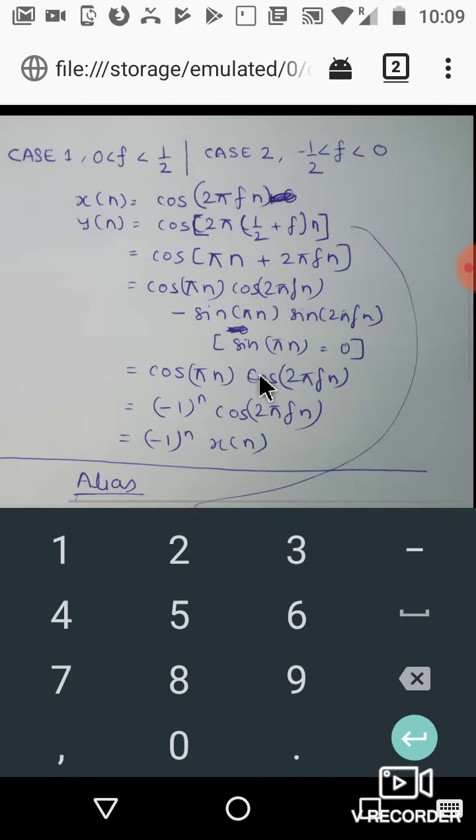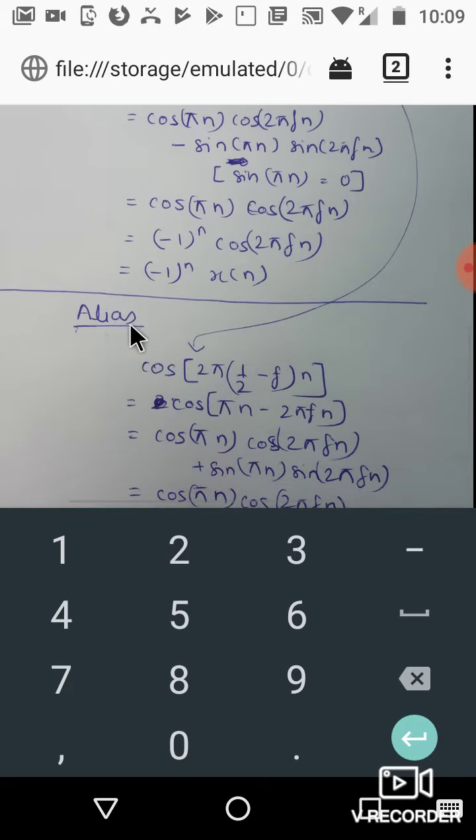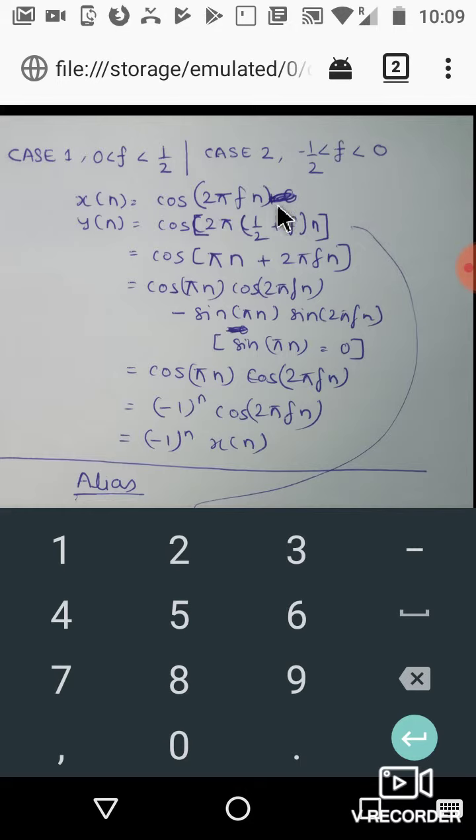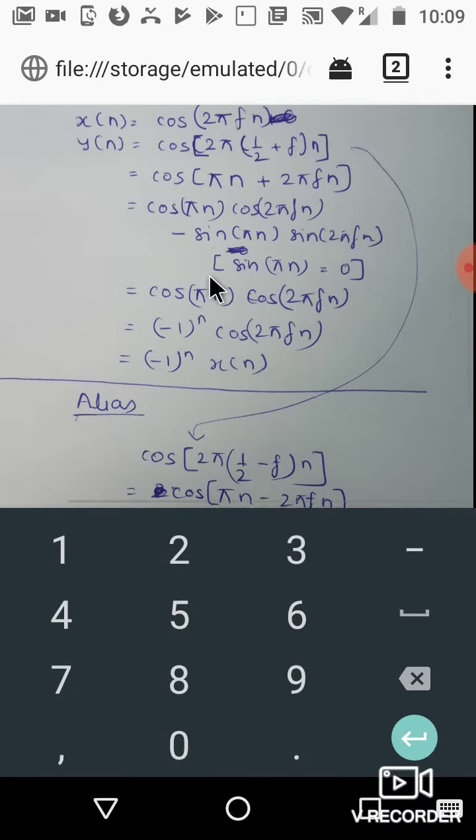Okay, so we have one more phenomenon to see, that is aliasing. What is aliasing? By aliasing we mean that when we are plotting this kind of graph where the frequency is more than half, it is actually basically the graph of a frequency less than half, meaning 0 to 1 by 2. So it is said that any graph above half is an alias of some graph between 0 and half. See how it can be proved.